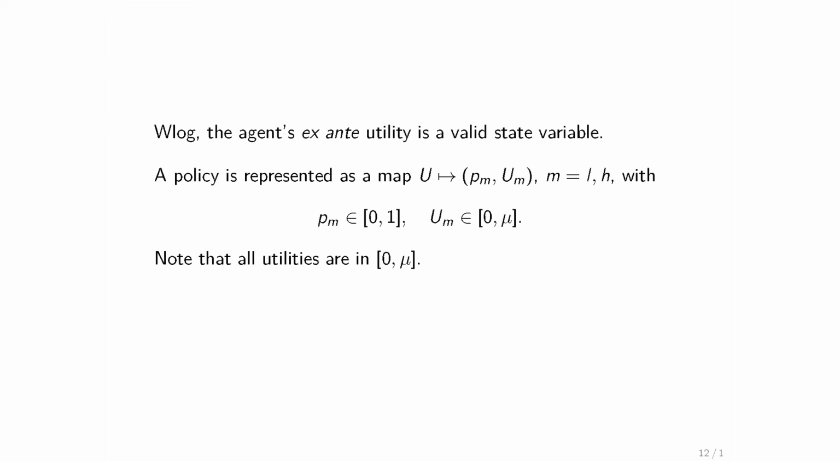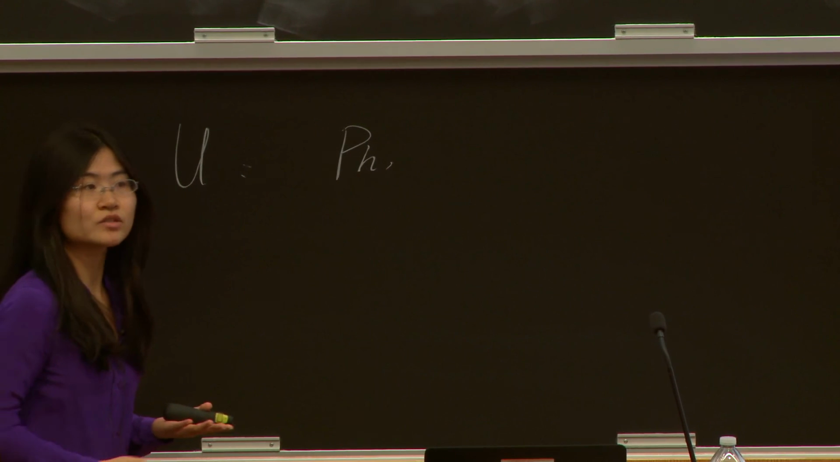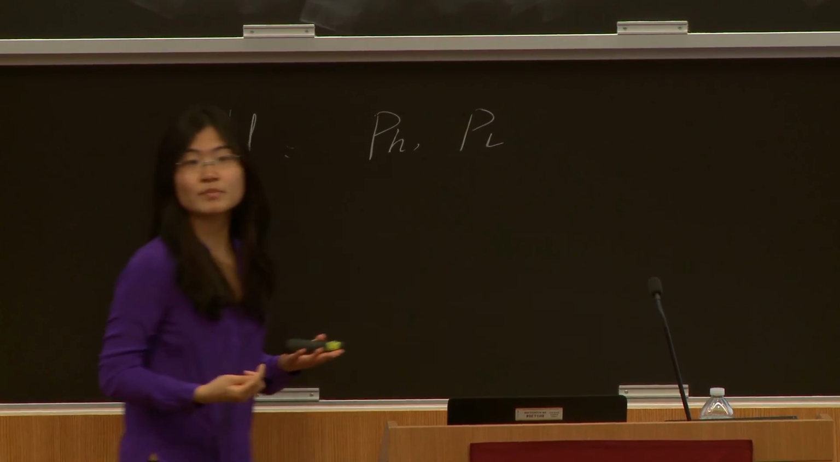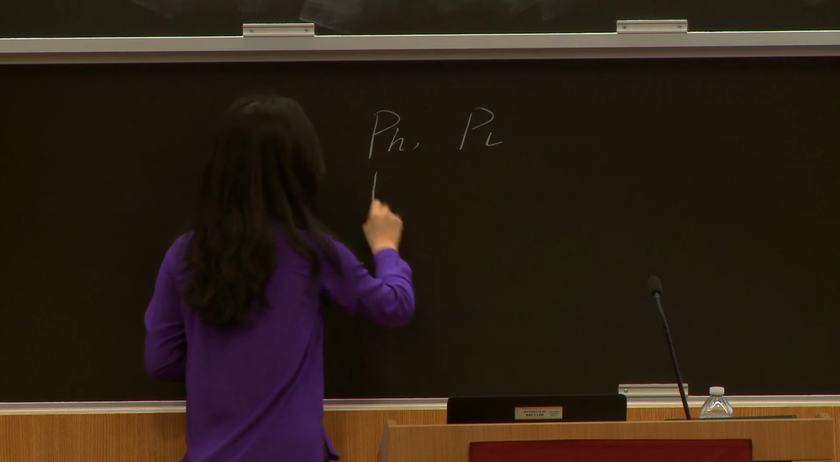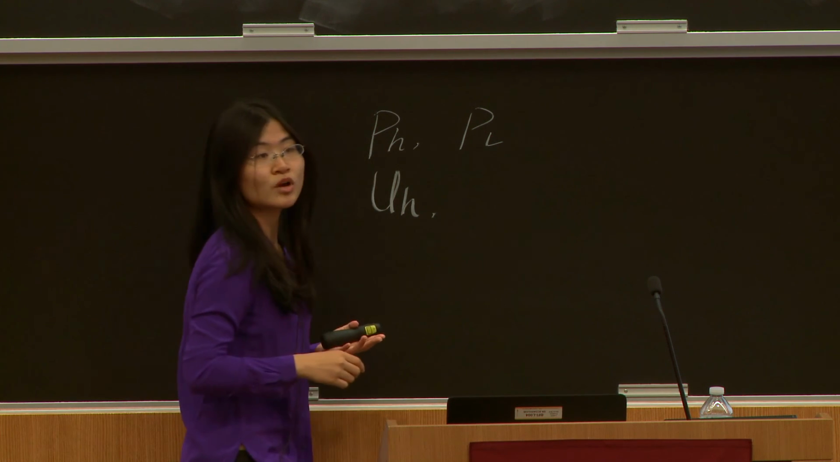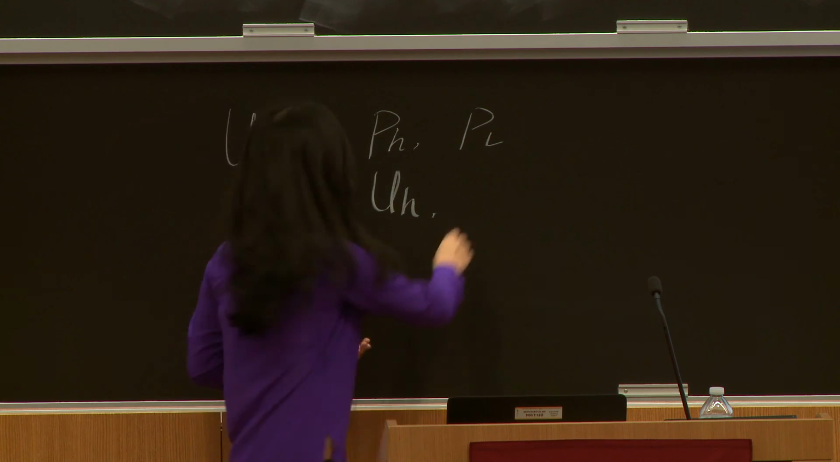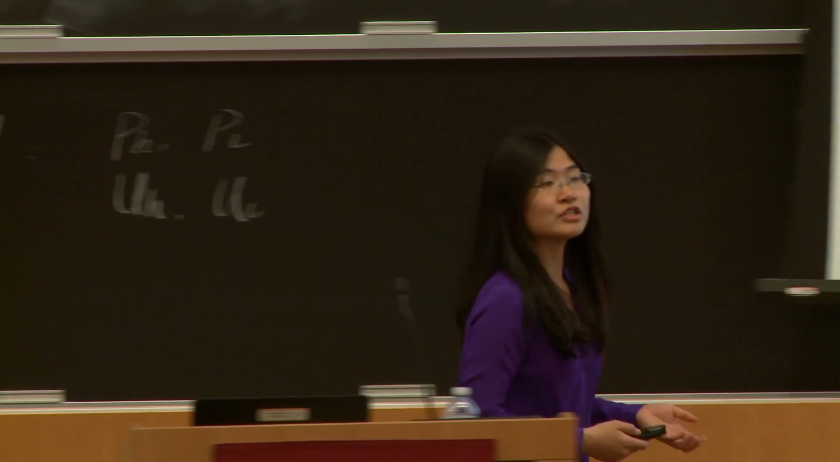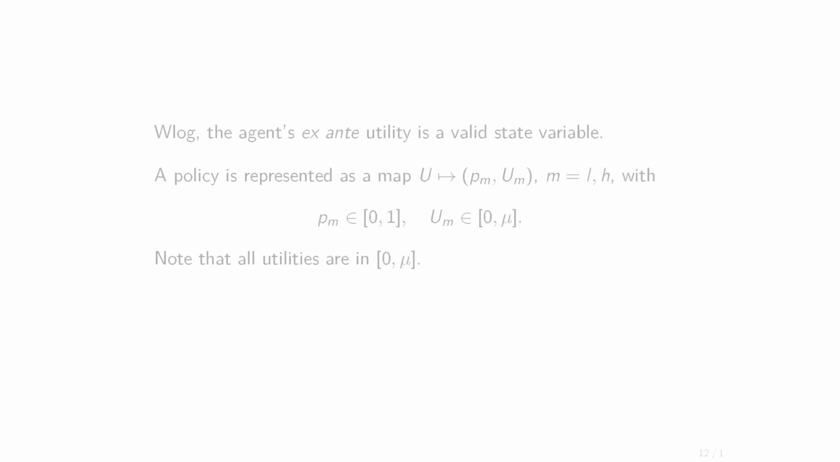So in other words, a policy maps from U to 4 numbers. PH is the probability of supplying this good if the agent reports high. PL is the probability of supplying the good if the agent's valuation is low. And UH is the agent's promised utility from tomorrow on. And UL is the agent's promised utility from tomorrow on, conditional on reporting low today.